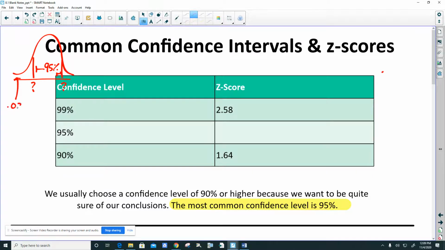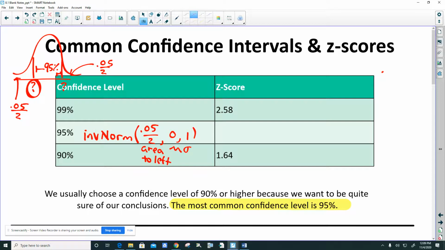So half of that, let's do this. Half the 5% is in that tail, and half the 5% is in that tail. So if I want this z-score right here, I'm going to do inverse norm, and I'm going to take that 5% cut in half, and that would be the area to the left. I'm going to type that into the calculator, and that will give me the z-score to be 1.96. 1.96, which is actually the most common confidence interval.